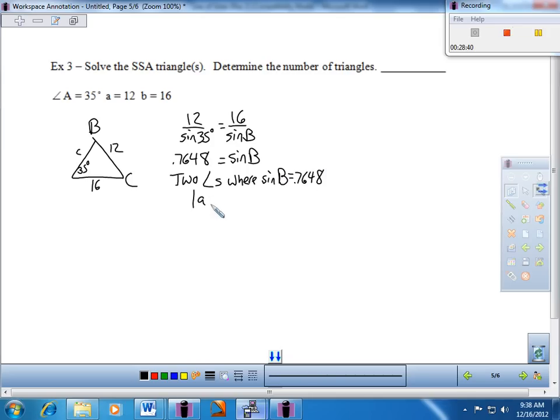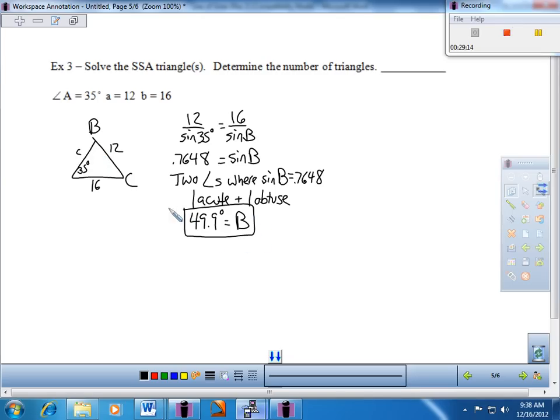One is acute in the first quadrant, the one the calculator is going to give us, and one obtuse in the second quadrant, which the calculator is unable to give us. So we have to at least acknowledge that there are a couple angles that could potentially work in a triangle having that sine ratio. So let's go ahead and get angle B here. When I inverse sine, everybody, I get 49.9 degrees. And so this right here would be 49.9 degrees.